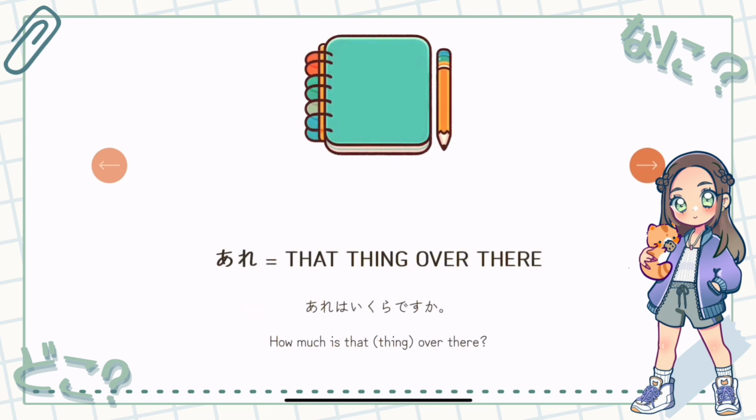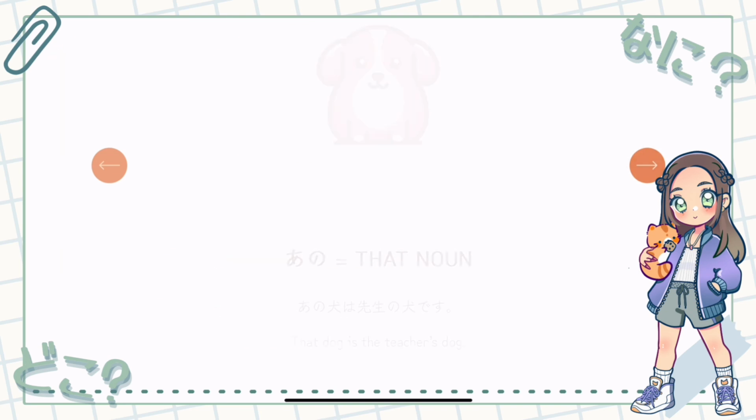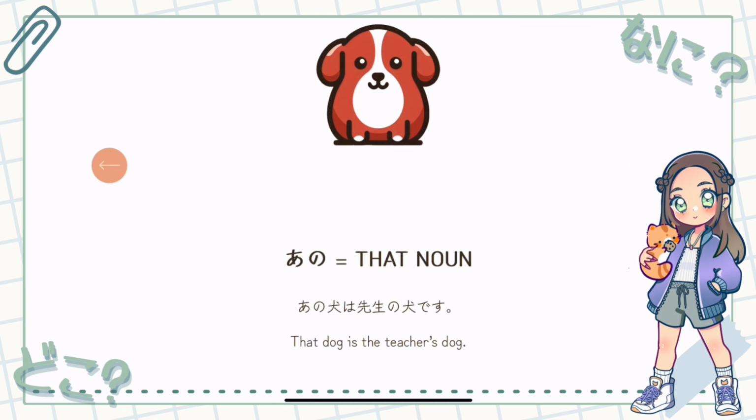Are, that thing over there. Are wa ikura desu ka? How much is that thing over there? Ano, that noun. Ano inu wa sensei no inu desu. That dog is the teacher's dog.